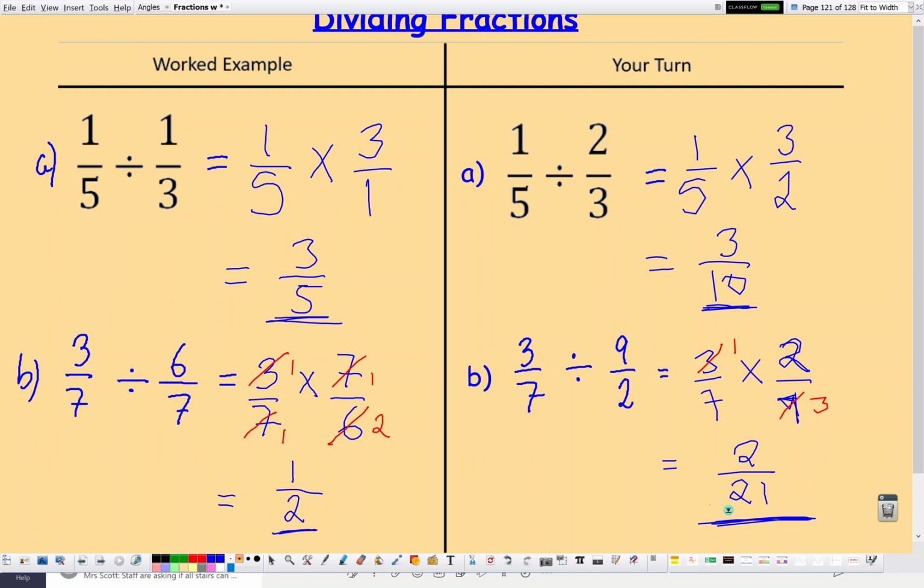Alright, so remember, flipping the second one upside down, change it to a times. The first fraction is rock solid, stays exactly as it is. Do not change that first fraction. I'll be upset if you start doing that. Okay, keep the first fraction the same, change your divide to a times, and then flip the second one upside down.